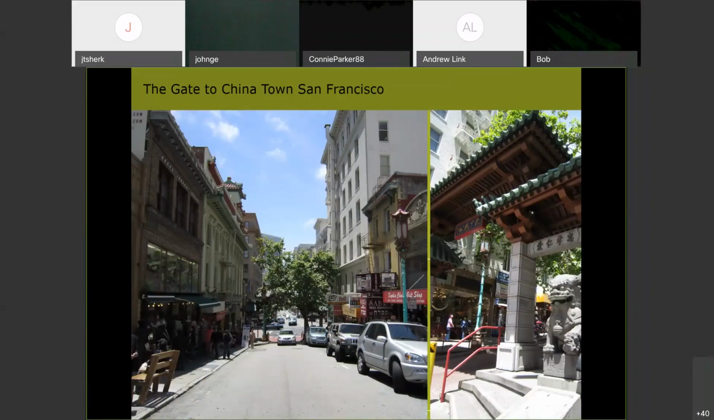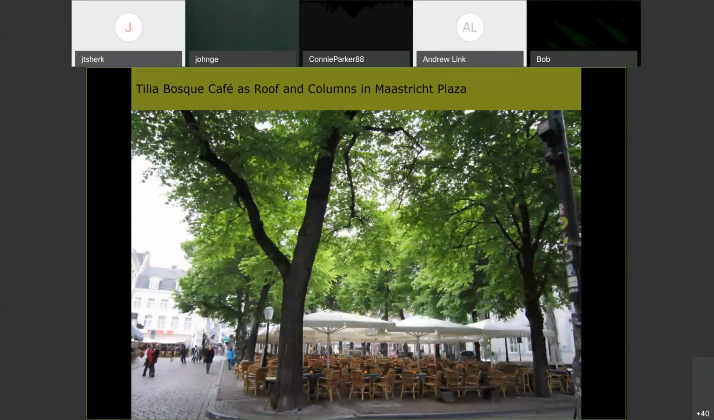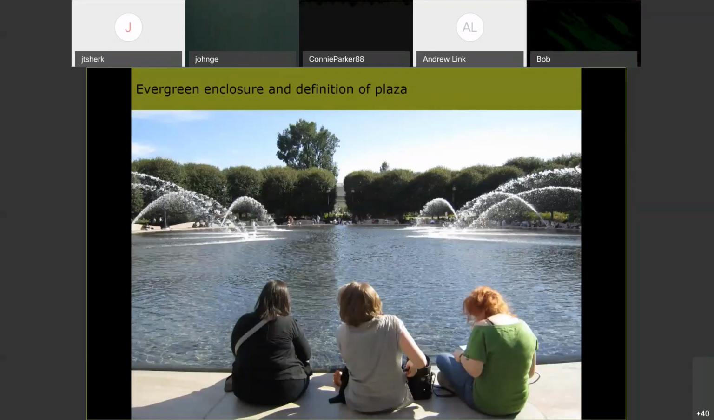So trees can also create almost like a room with a ceiling and columns, almost like a building, right? And shown in this cafe at a square in Maastricht with tilia planted to create this remarkable space. Evergreens. These evergreens, and I'm sorry, I can't remember what they are, but they're in Washington, D.C., and they define this wall that encloses this beautiful fountain space.